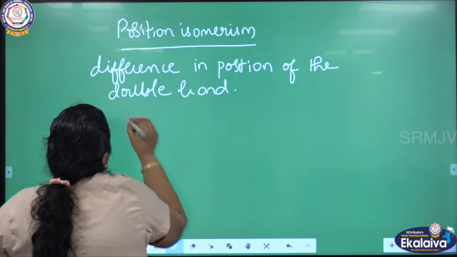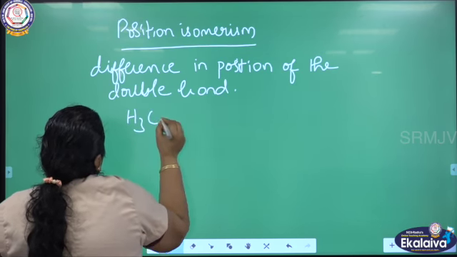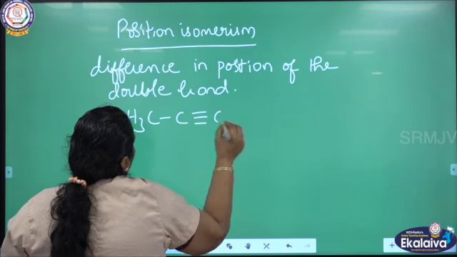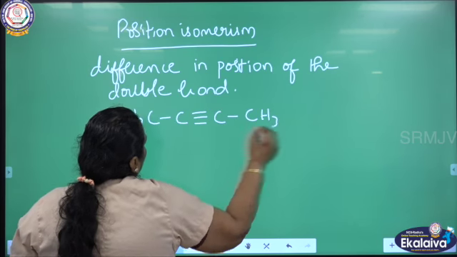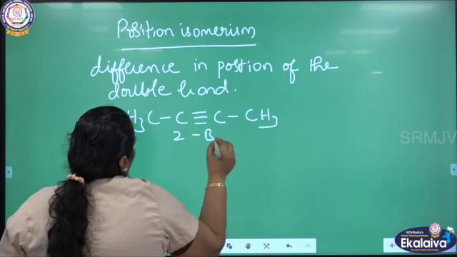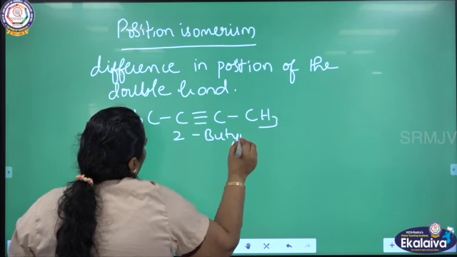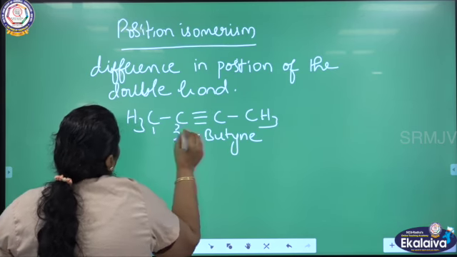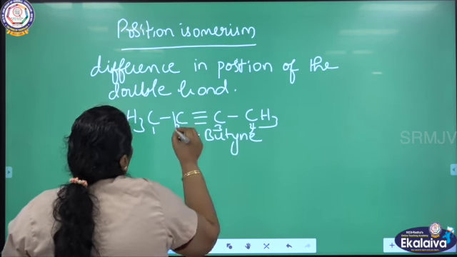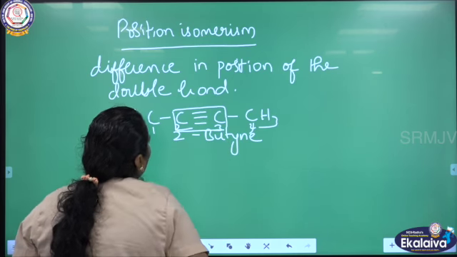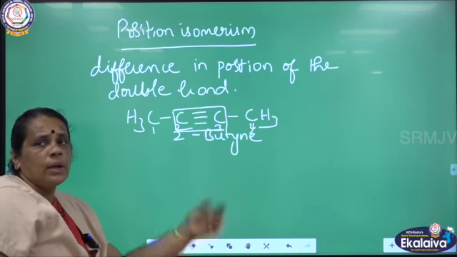Already I told you, we have written CH3, single bond C, triple bond C, single bond CH3. So this is 2-butyne, where the position of a triple bond is between 2 and 3. Is it not? It is between 2 and 3. So the position I have taken as a starting point, that is the least number 2 here, 2-butyne.